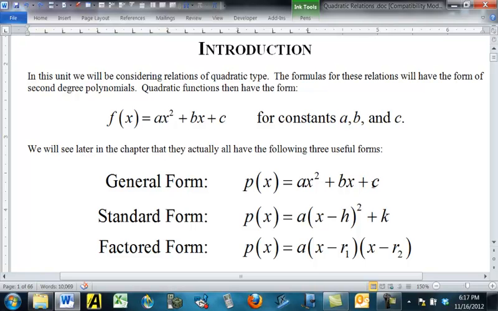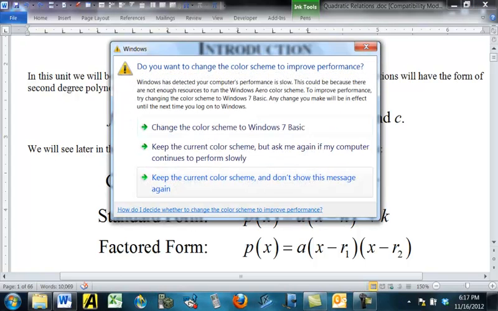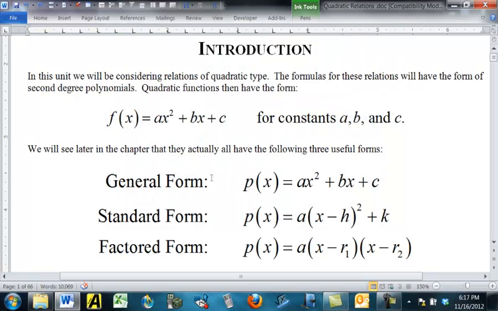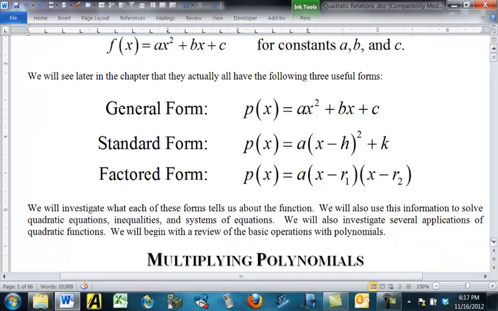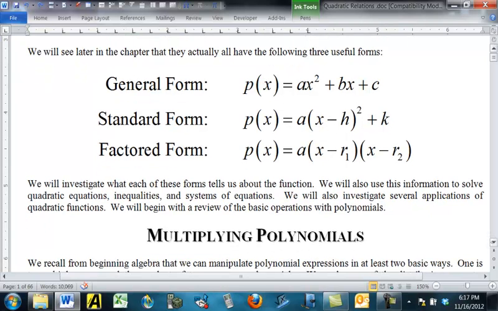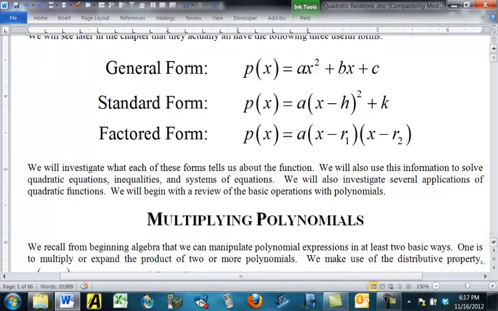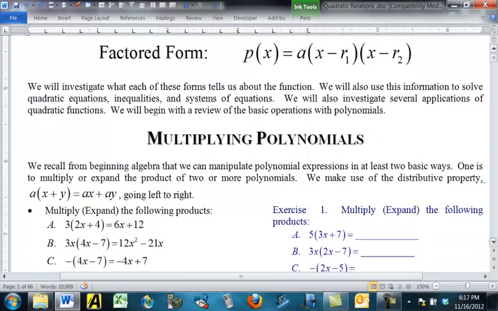And they can also be written in factored form. You can always do this if you allow r1 and r2 to be complex numbers. But if r1 and r2 are real numbers, then these correspond to the x-intercepts (r1, 0) and (r2, 0). So we're going to investigate what each one of these forms tells us about quadratics, and along the way we'll be doing several different things.